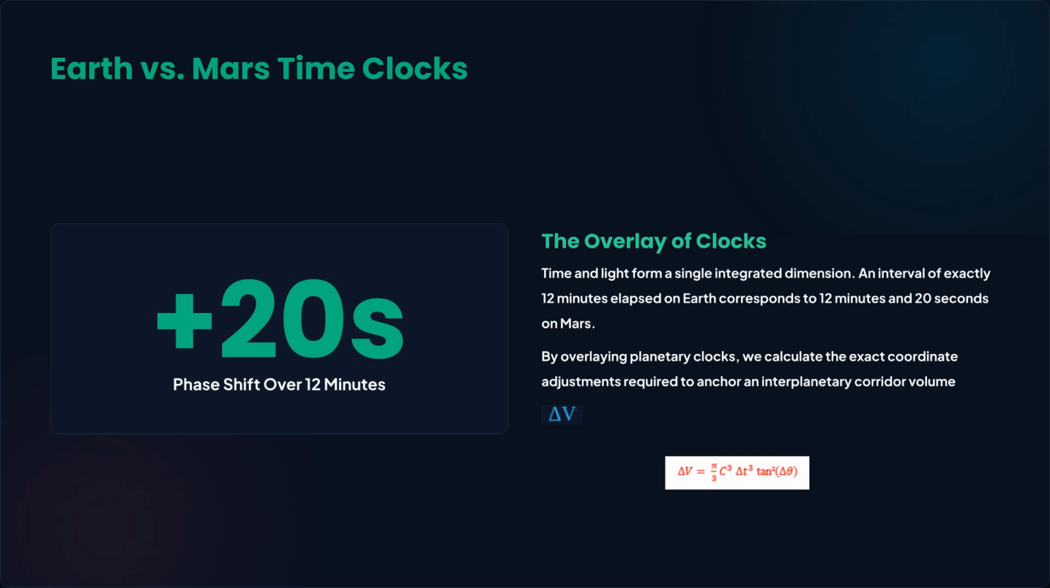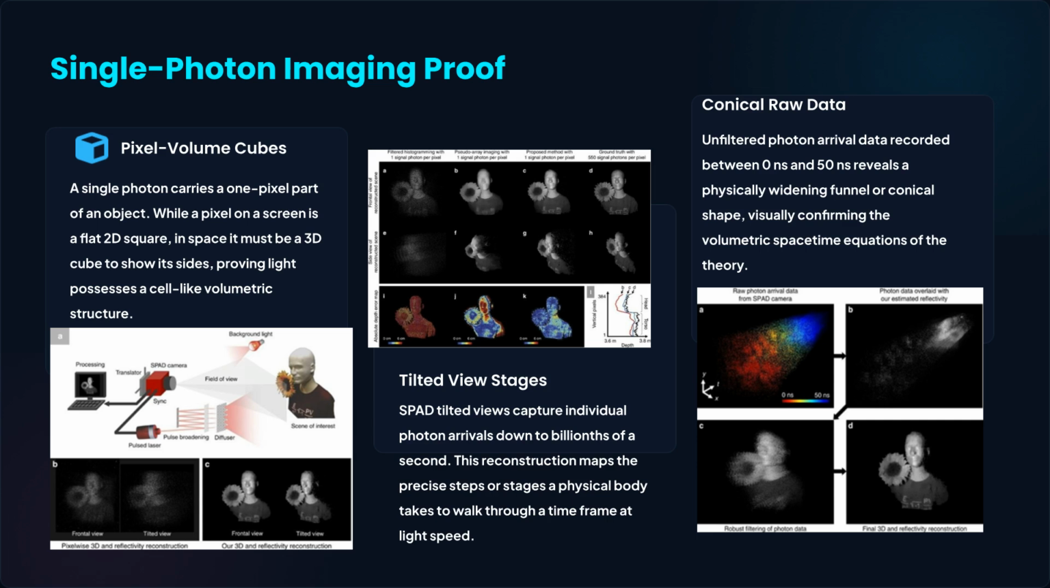Rather than a hurdle, this 20-second variance over a 12-minute baseline gives us the exact coordinate alignment needed to anchor our travel corridor. By integrating these precise planetary timeframes into our unified light cone formula, we can calculate the exact space-time volume, delta 5, that our engineered light cylinder must envelop to safely carry our spacecraft between the two. Is this all just mathematics?